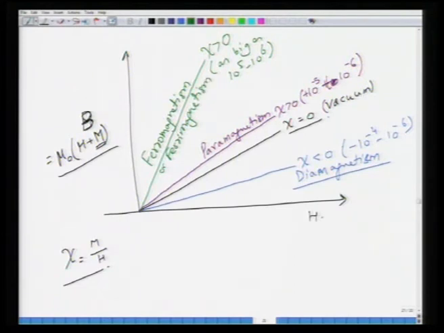So, this is essentially the classification of magnetic materials, which is based on the sign of magnetic susceptibility, which is very different from what we saw in dielectric materials. You don't have a negative value there, you only have a positive value there. Moreover, dielectric materials are a little bit more nonlinear in nature. You have a lot of other interactions which play around in the dielectric materials.